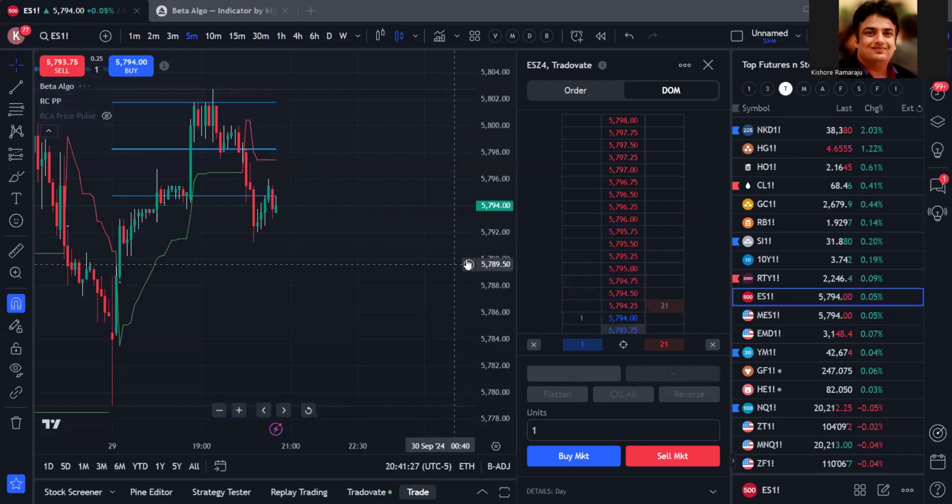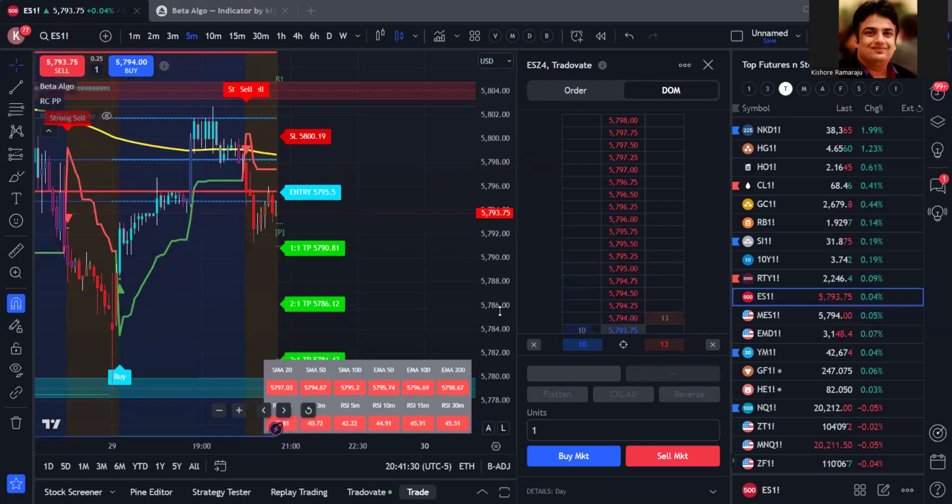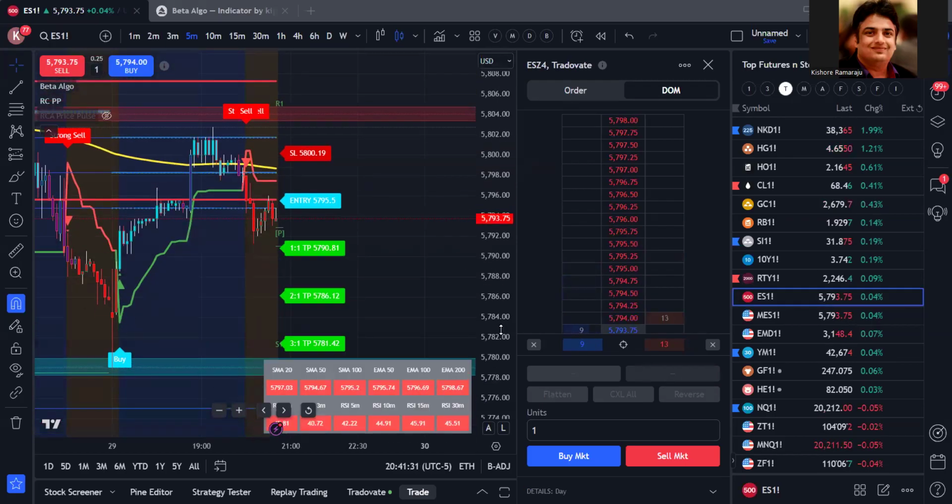For example, if you see for ES, again the lines are far from each other. Right? That means it won't be in a big uptrend or downtrend. It will be more choppy. It will go up, come down, go up, come down.